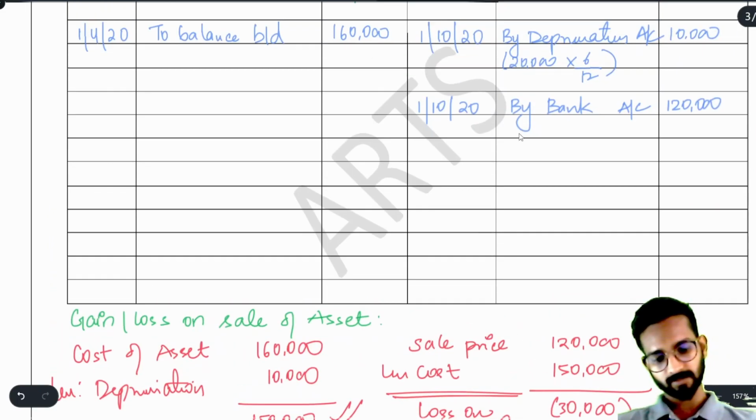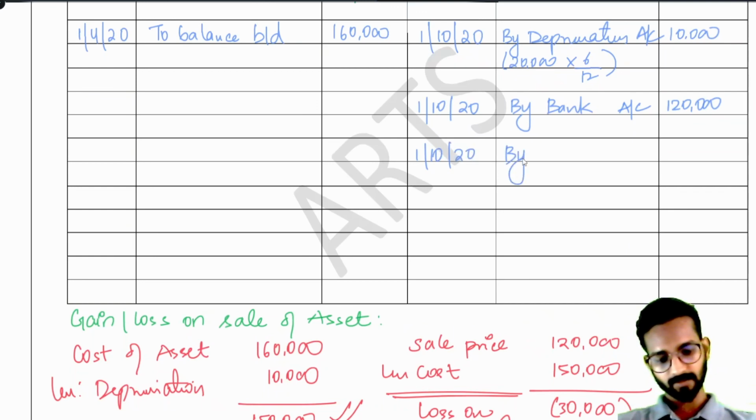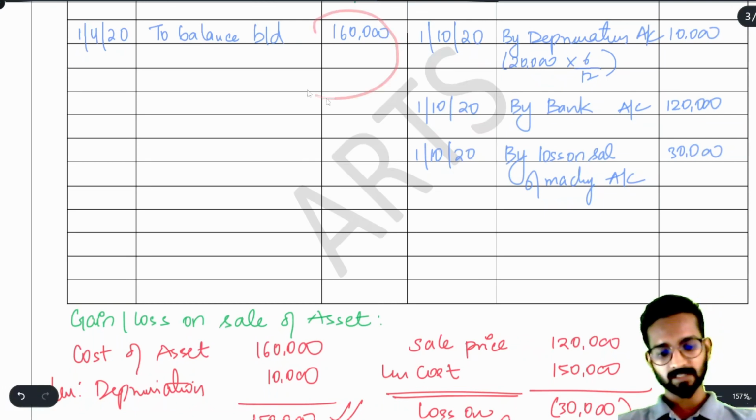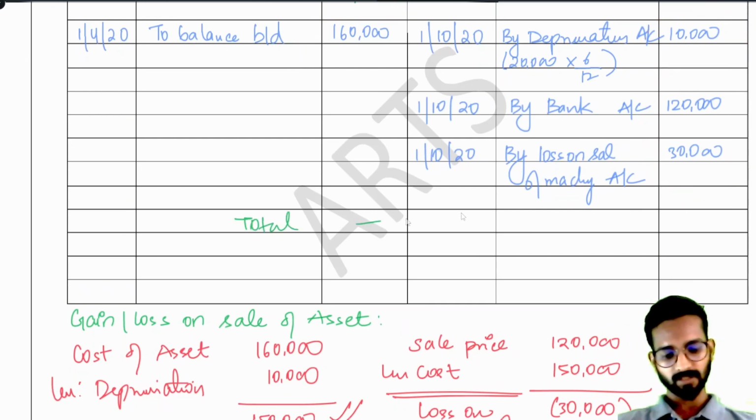So you will write here on 1st October 2020 by loss on sale of machinery account. How much? 30,000. Simple enough. Now if you can see carefully, it was 1,60,000 here. It becomes 1,60,000 on both sides because the machine has been sold. Therefore the total will not appear, or you can say the total will be nil. There will not be any balance carried down also. Why? Because the machine itself is sold. How can there be any balance carried down? There cannot be any closing balance. Therefore, balance carried down will also not appear.